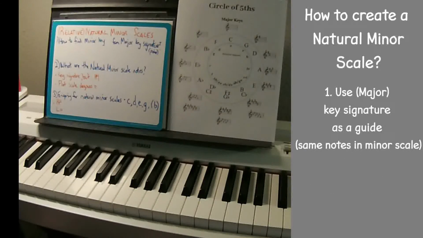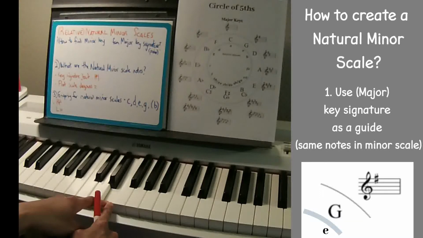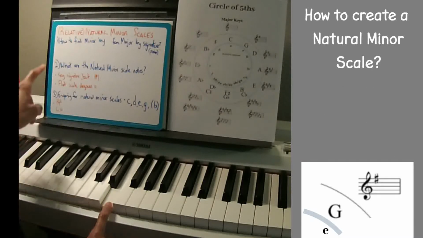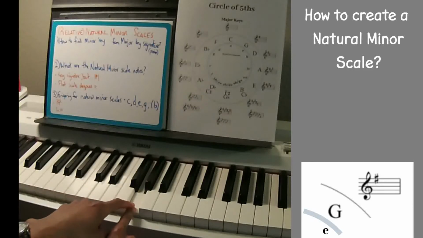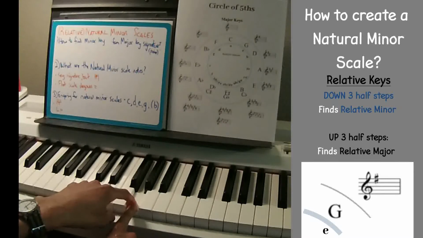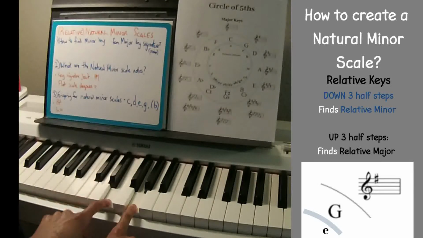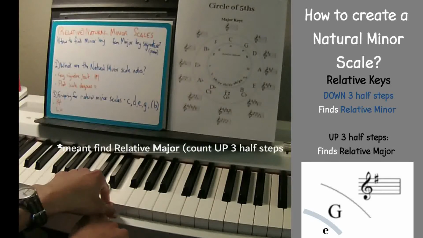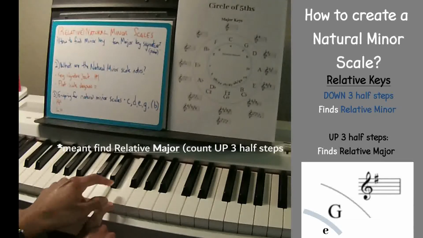So let's say we wanted to find the E natural minor scale, what are those notes? Well, we could think about our key signatures. So like in the first example, or the first question, if we were from a major key, say for example G, we go down 3 half steps to find its minor key. So if we were in G major, we'd go down 1, 2, 3, and that would give us our relative minor E.